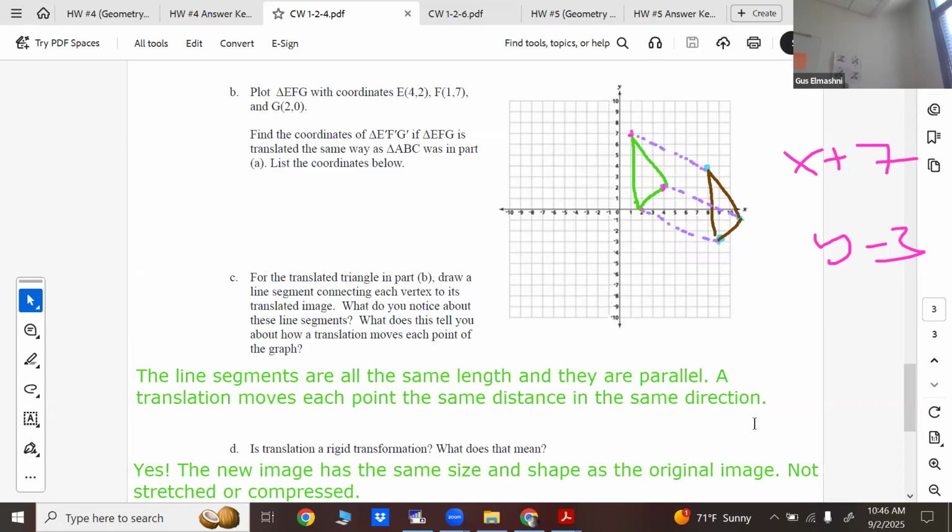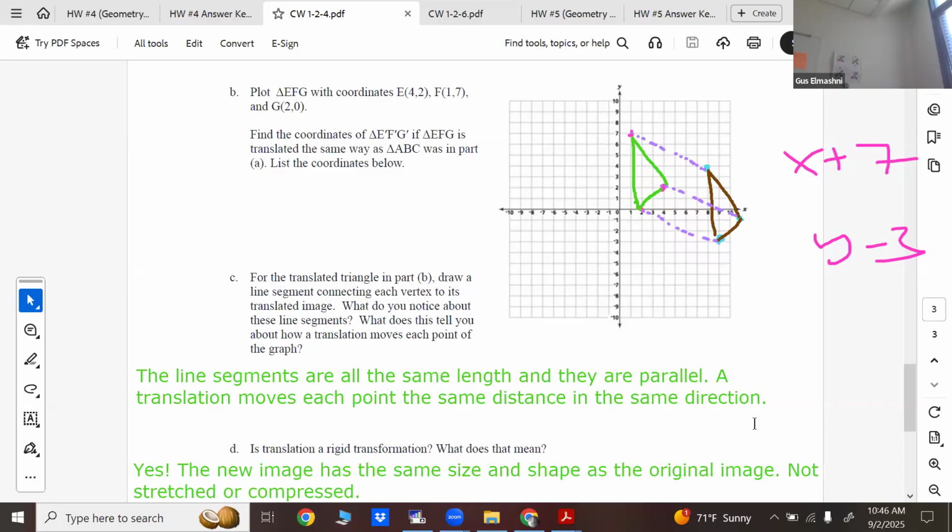Okay, let's say you guys are ready to see the results. Okay, here we go. Yeah, so here's what's happening. So I got nicer colors, but it's okay. I got this neon green that I did an original, I got the brown that I did the transformed. So I went 7 right, 3 down for every single point. Then I connected the corresponding points using my nice colors, my dash purple. And those dash purples are all the same. They're all the same, and they're all parallel.